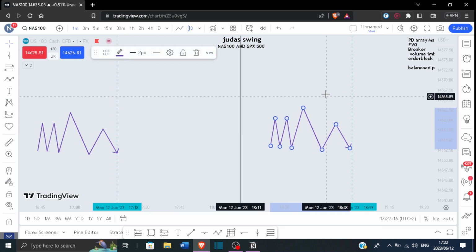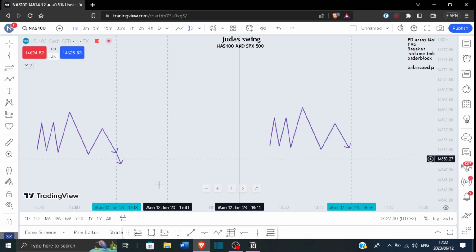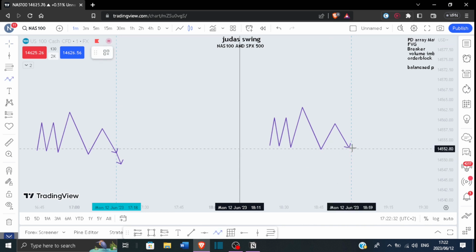So once the market hits the 9:30 open, the New York Stock Exchange open, for Nasdaq, the market makes a lower low. But on SPX 500, the market can't make a lower low. The market instead goes up immediately. So what we have on NAS 100 is that we have a liquidity sweep here. But on SPX 500, we do not have that liquidity sweep.